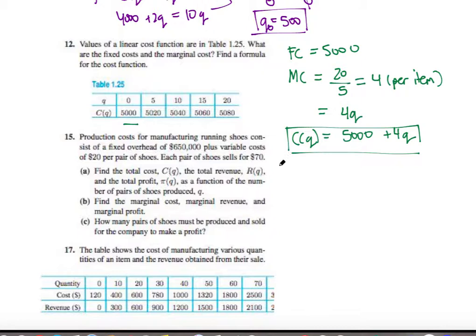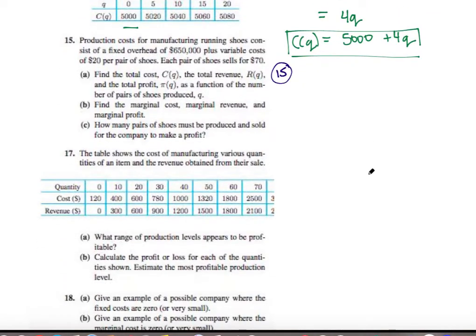For 15. Production costs for manufacturing running shoes consist of a fixed overhead of $650,000, so this is a fixed cost, plus variable costs of $20 per shoe. We sell each pair of shoes for $70. So part A just asks us to find a cost function, a revenue function, and a profit function as functions of the number of pairs of shoes produced, which is Q.